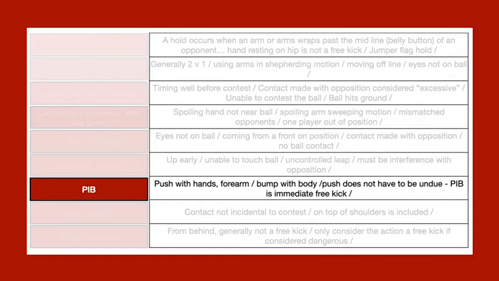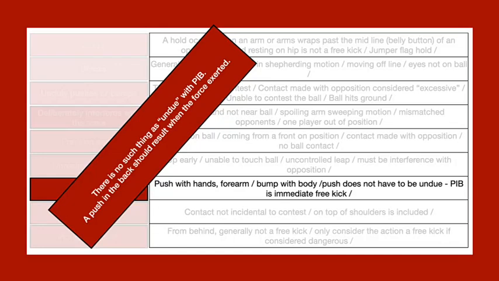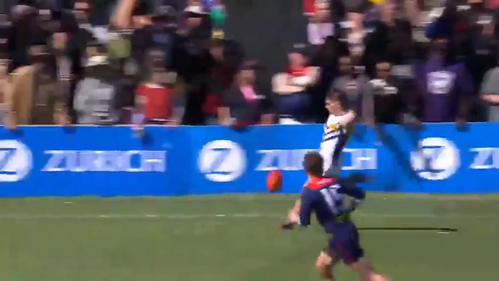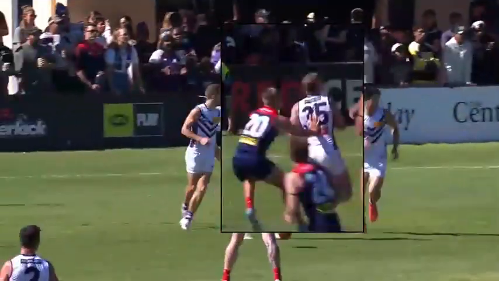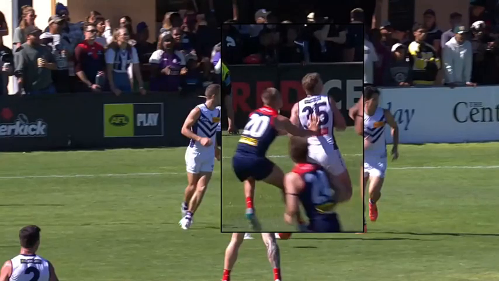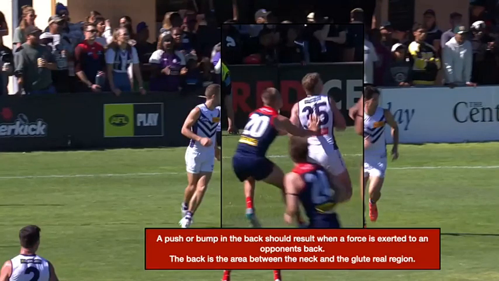Push in the back with hands, forearms, bump to the body. Push does not have to be undue. It just has to be a push in the back, is an immediate free kick. You see there, the push from 20 on 35. Pushes in the back. It's an immediate free kick. There's a force exerted.